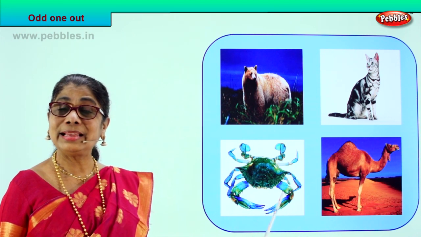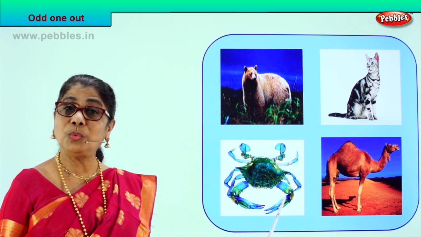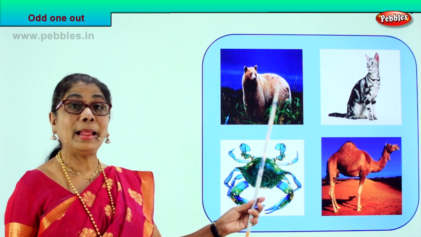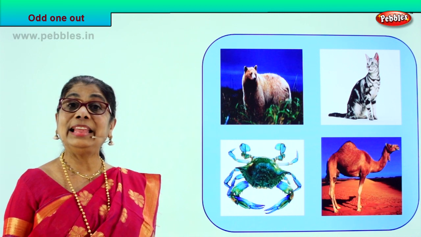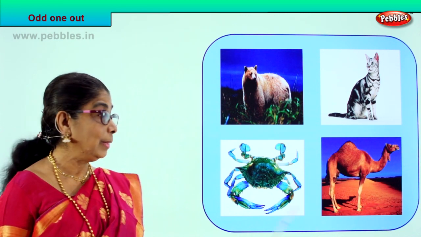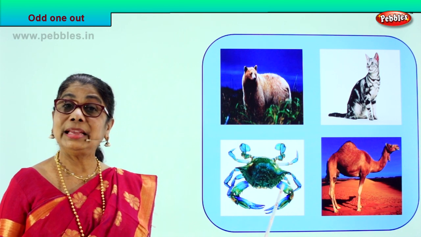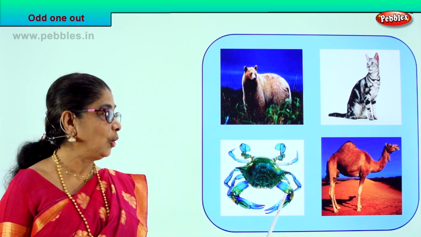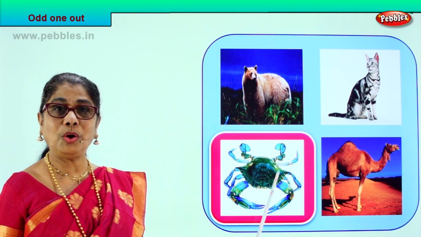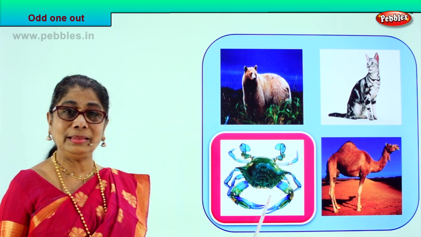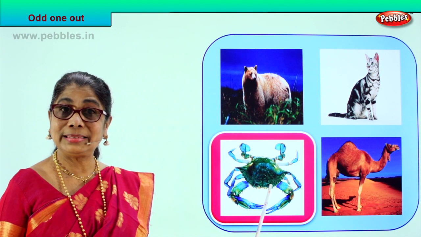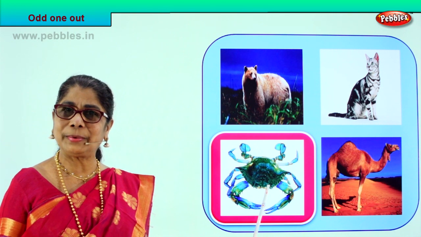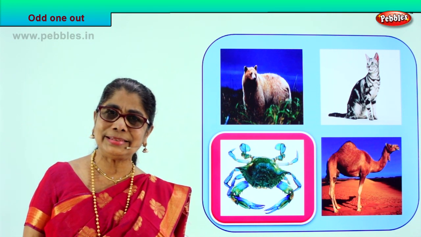What is this? Crab. Where does the crab live? In the water, in the sea. It's a sea animal. Now these animals, the bear, the cat and the camel, they live on land. Land animal. This one, a crab, lives in the water. It's a water animal. So which is the odd one out? It's the crab. That's the odd one out. These 3 are land animal. This animal, sea animal, lives in the water. Yes? Very clever children.